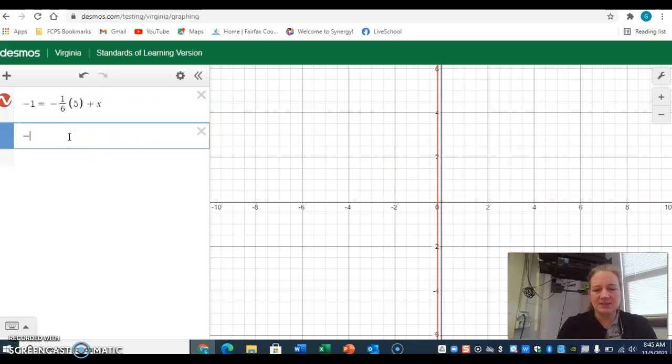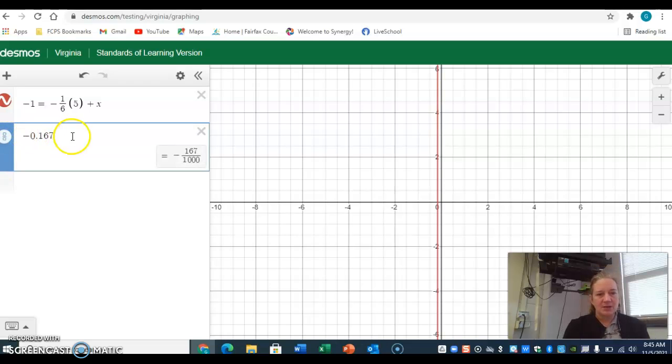Let's see what happens. Negative 0.167. I hit the fraction bar. That's not good. So this is what I'm going to do. I'm going to go like this. Just keep hitting sixes. It's going to look like I broke it. I didn't break it. There we go. Negative 1/6. Okay?